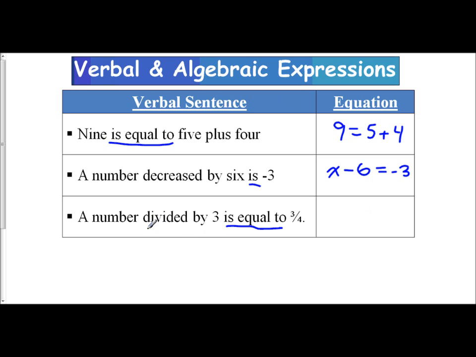Now be careful here, for when you're doing divided by, get used to writing it as a fraction and not using your division symbol. So a number divided by 3 means x over 3 is equal to 3/4. So the key for translating is to understand that it helps us see the order of operations. It helps us know how to read the equations, the expressions in our mind.